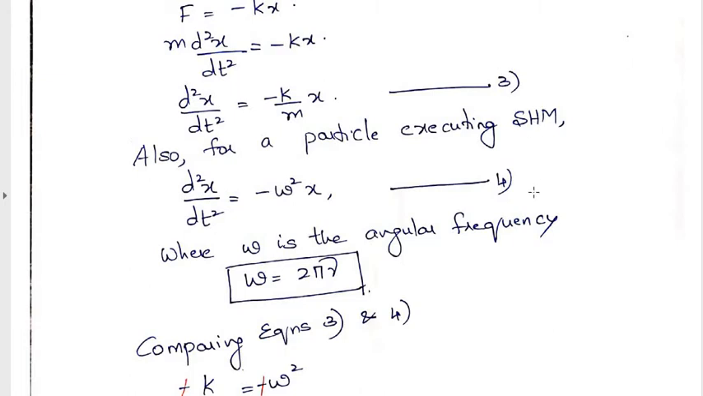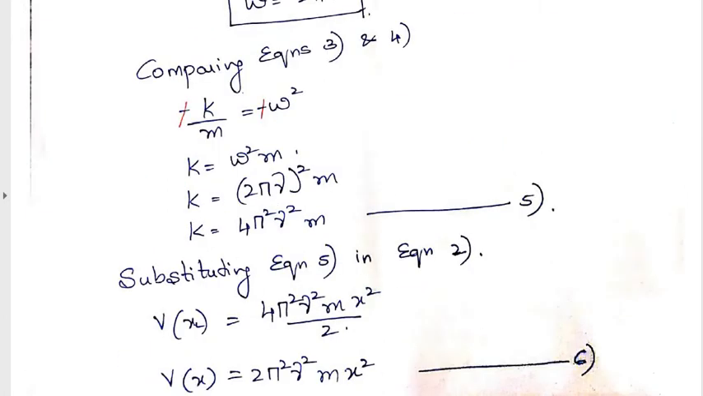So from equations 3 and 4 we are able to see that minus k by m is equal to minus omega square. So therefore the negative sign cancels on both sides, or k is equal to omega square m. Omega is equal to 2 pi nu. So k is equal to (2 pi nu) the whole square into m, or k is equal to 4 pi square nu square m. Call that equation 5.